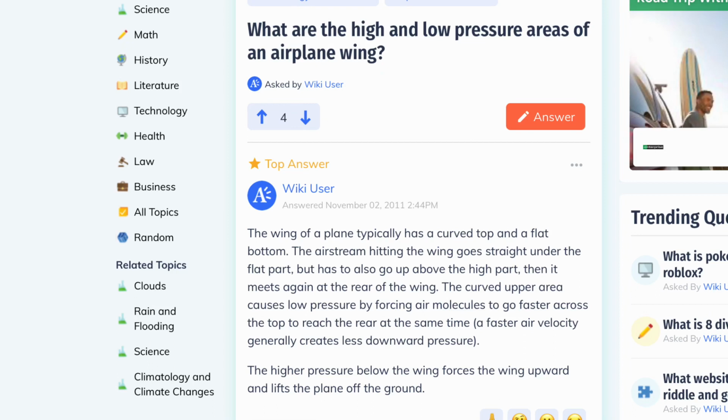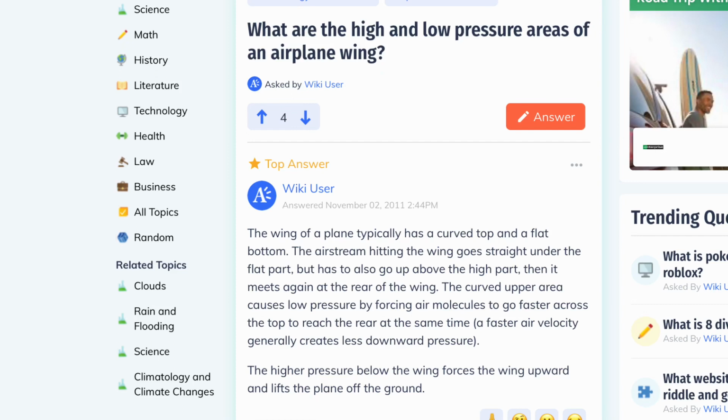What is the high and low pressure areas of an airplane wing? The wing of a plane typically has a curved top and a flat bottom. The airstream hitting the wing goes straight under the flat part, but has to also go up above the curved part. Then it meets again at the rear of the wing. Notice that it meets again at the rear of the wing. According to Faulkner, it's a vacuum that meets back there somehow. Nonsense. The curved upper area causes low pressure by forcing air molecules to go faster across the top to reach the rear at the same time.